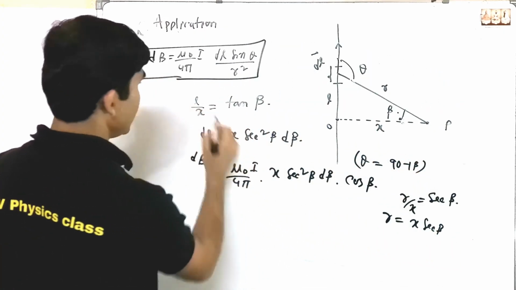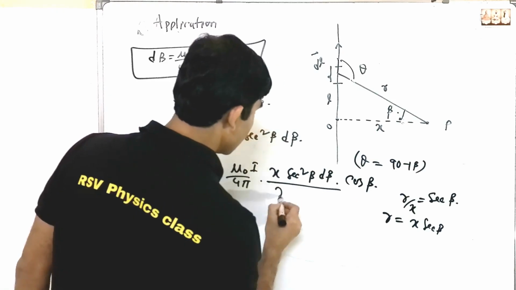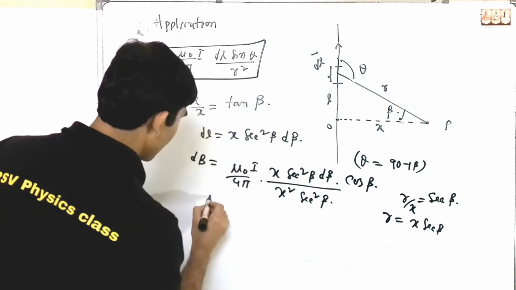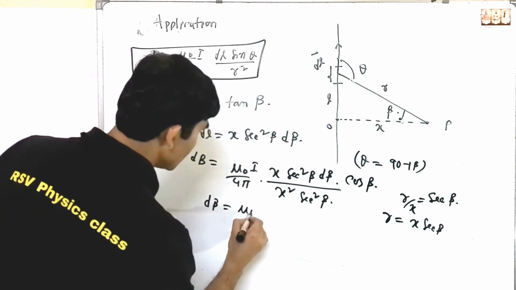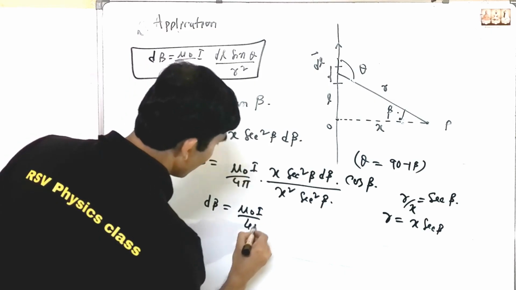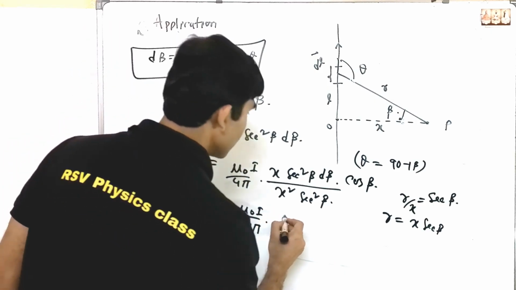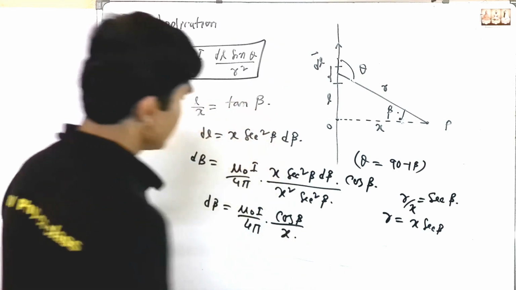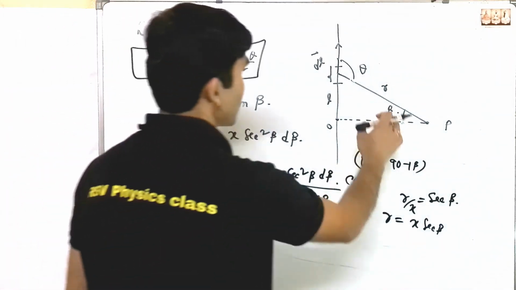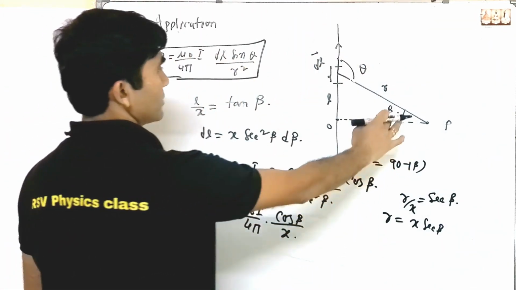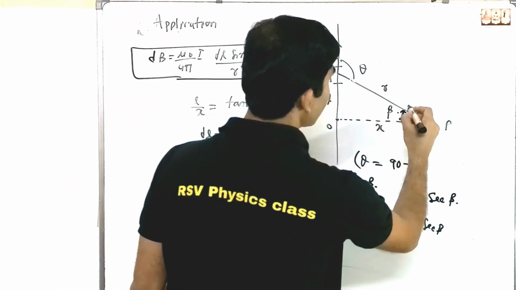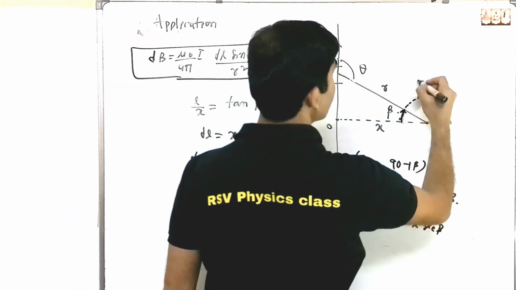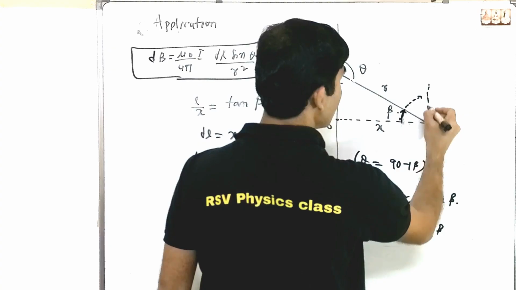So here you can write dB equals x sec square beta. So now dB equals mu 0 I over 4 pi, and here this is cos beta over x, fine. So this is beta. Now for an infinite wire, you have to vary this angle beta to infinity. So at infinity it will be parallel.